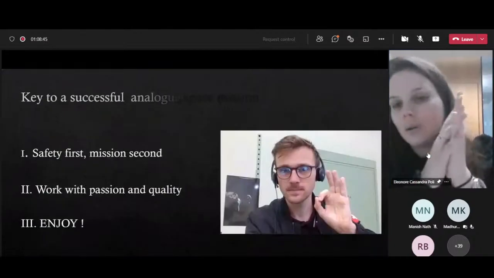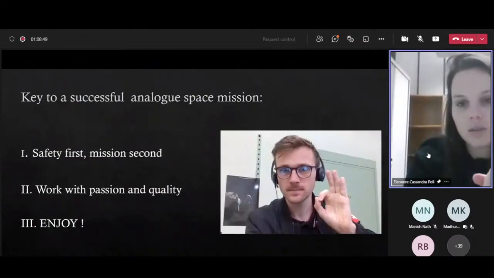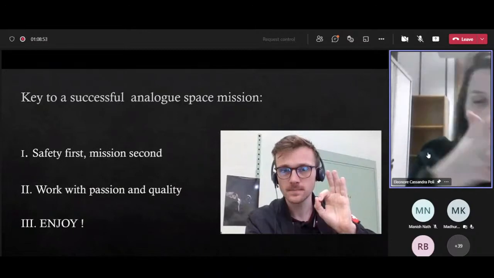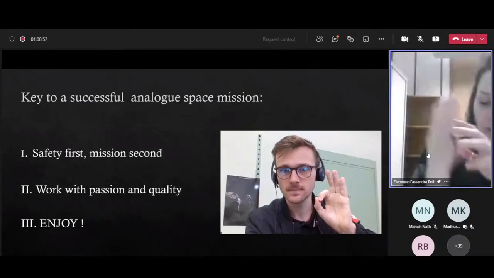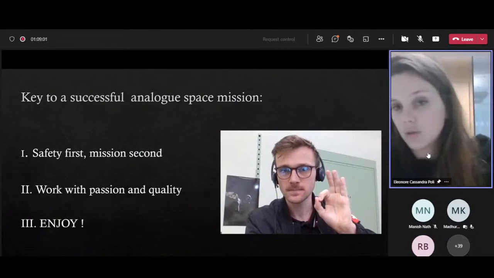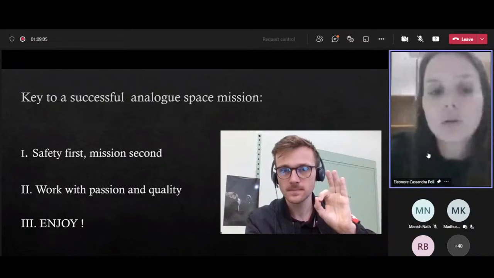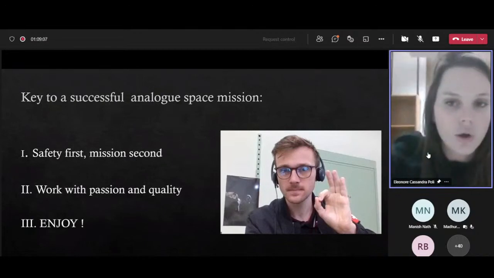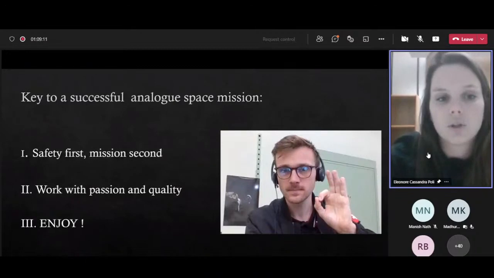So, what is the key to a successful analogue space mission? It's safety first, mission second. Okay. If your crew is in danger, or if you're going to be sick, or if you're all going to die, there's nobody to do the mission. Unless you're working with robots, in which case, you know, you didn't need humans in the first place. Okay, so always put safety first and then mission second.